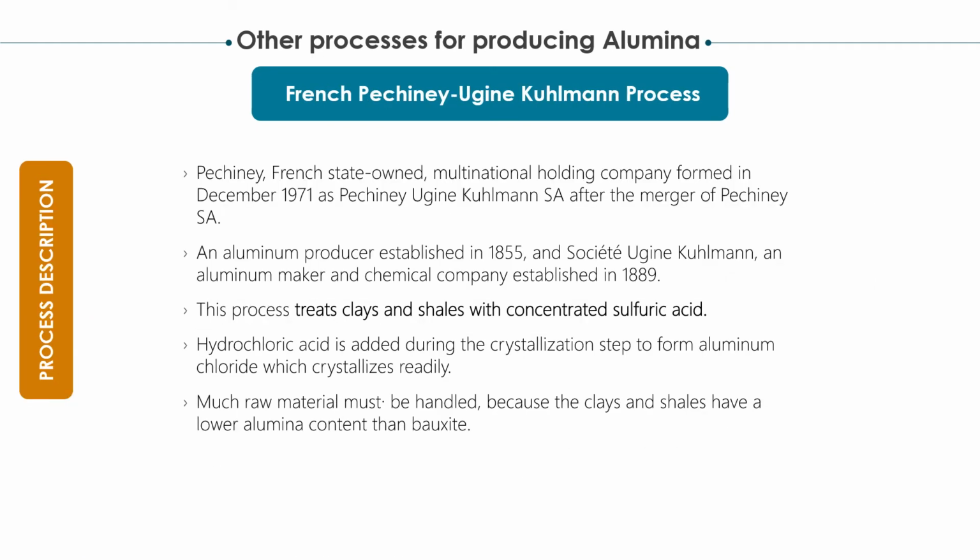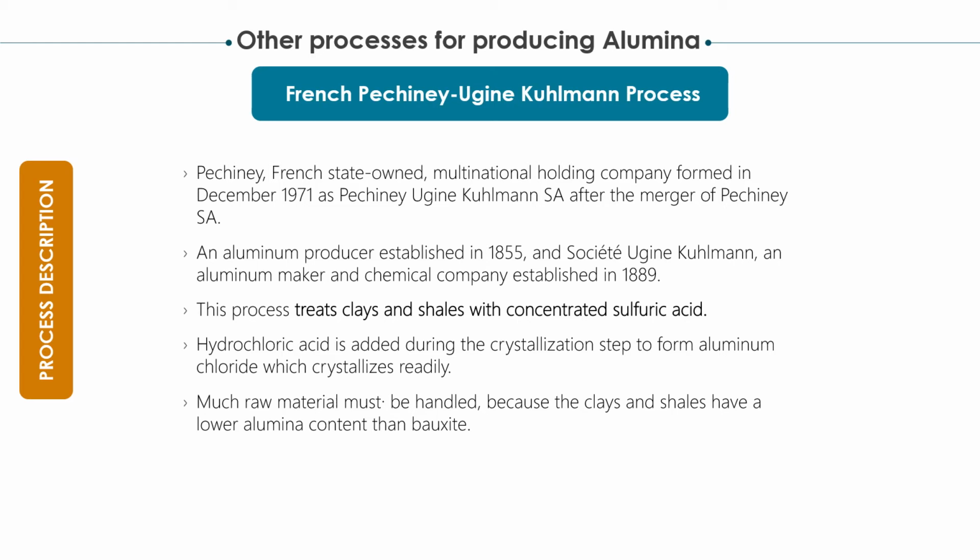The next alternative process is the French Péchiney-Ugine-Kuhlmann process. Péchiney, a French state-owned multinational holding company, was formed in December 1971 as Péchiney-Ugine-Kuhlmann SA after the merger of Péchiney SA, an aluminum producer established in 1855, and Société Ugine-Kuhlmann, an aluminum maker and chemical company established in 1889.